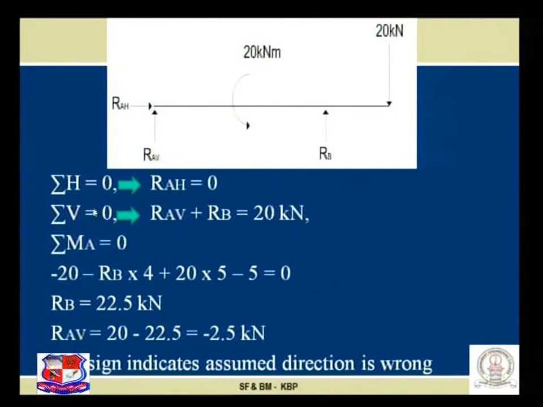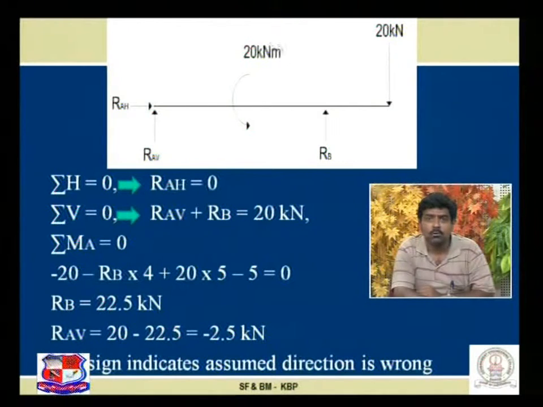As sigma V is the summation of vertical forces, we do not have to take care of the concentrated moment. We have to take only the 20 kilonewton load over here. So RAV plus RB is equal to 20, because we are assuming that RAV and RB are acting upward. Hence, RAV plus RB is equal to 20 kilonewton. This is a relationship between RAV and RB. To find out the exact values of RAV and RB, we have to take moments at any particular point, maybe at A or maybe at B.